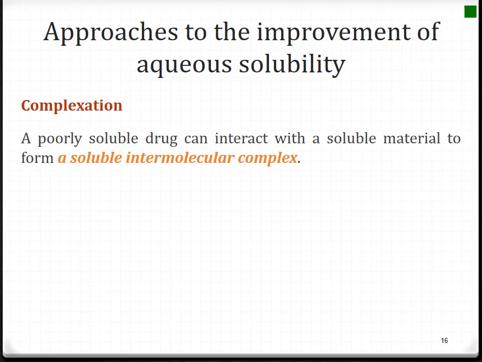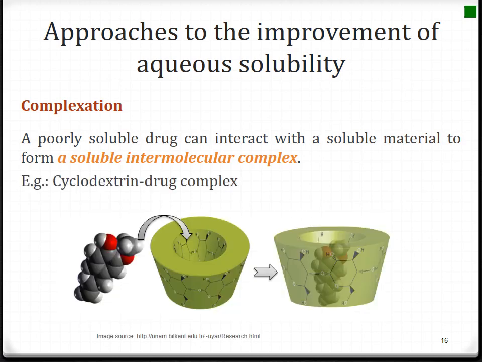The fourth method of improving aqueous solubility is through complexation. A poorly soluble drug can bind to a soluble material to form a soluble intermolecular complex. For example, cyclodextrin is often used to improve the solubility of drugs. Cyclodextrin, which is the molecule drawn in green, has a donut shape.